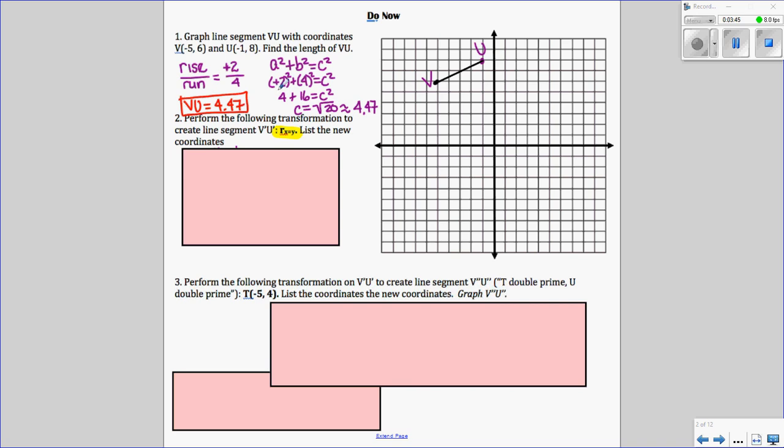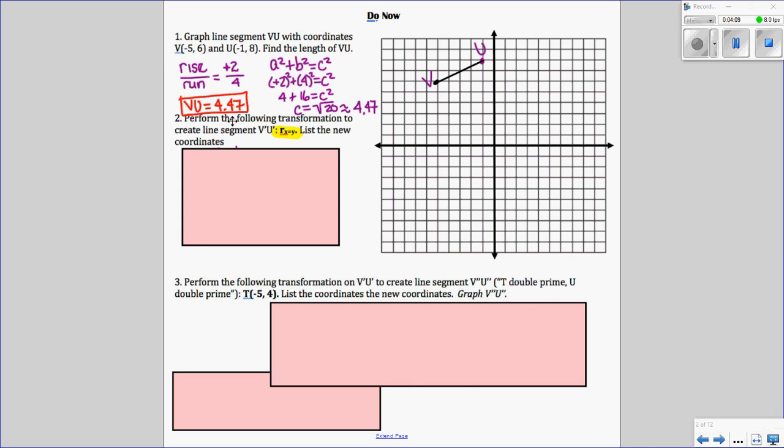So you plug in your rise or run, it doesn't matter if you have it for A or for B, and then you find your C. You do the square root of that number, and since we're looking at a length, might as well leave it as a decimal, so you just plug this into the calculator and you get your value. All right, so we did that.